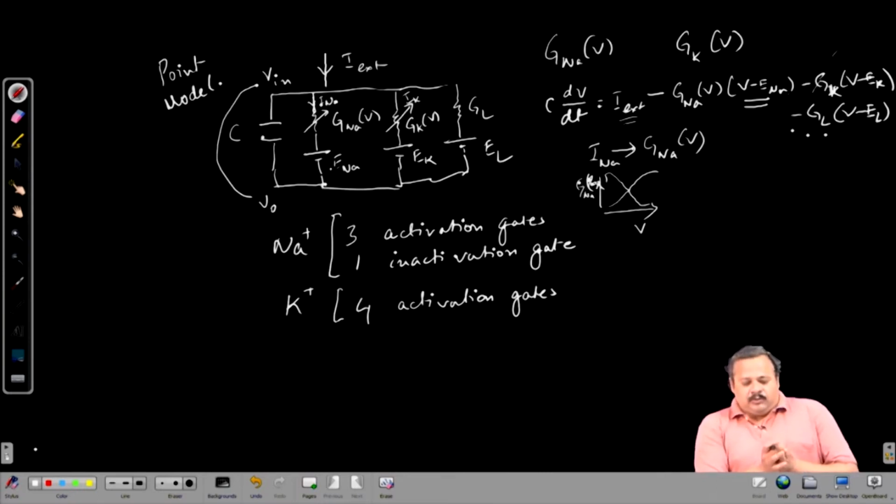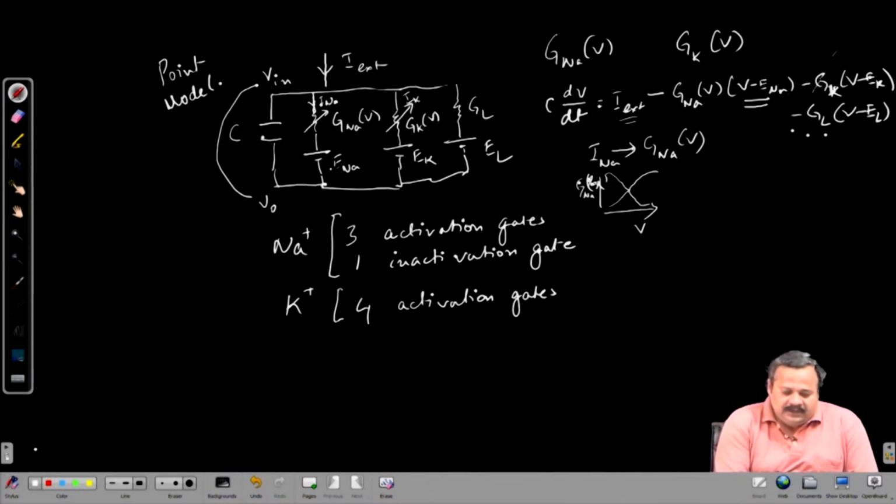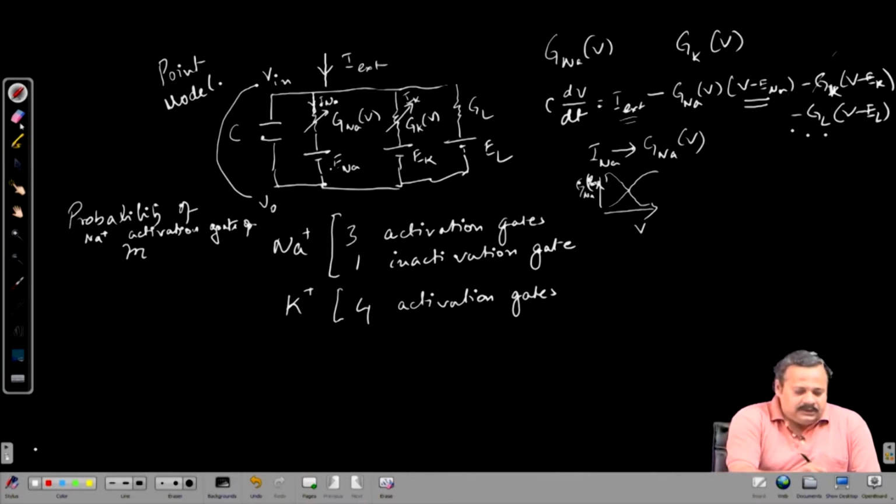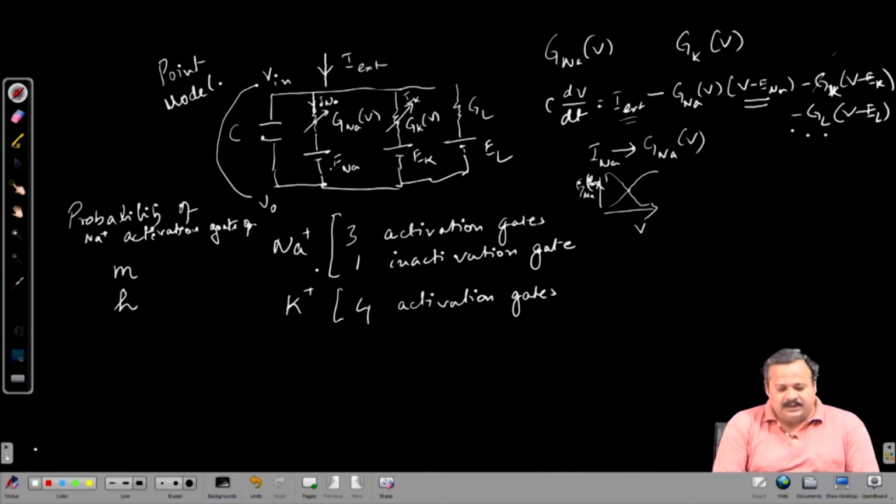So, what Hodgkin and Huxley then proposed is that the probability of the 3 activation gates of the sodium channel being open is represented by M, and the inactivation gate's probability of being open is represented by H, and the probability of the activation gates of the potassium channel being open is represented by N.